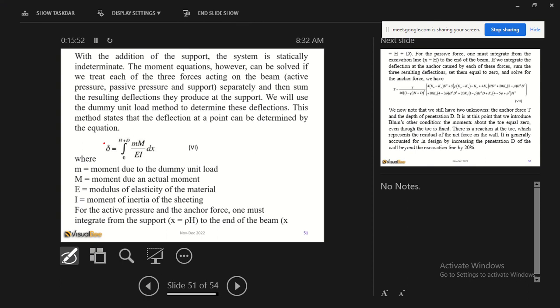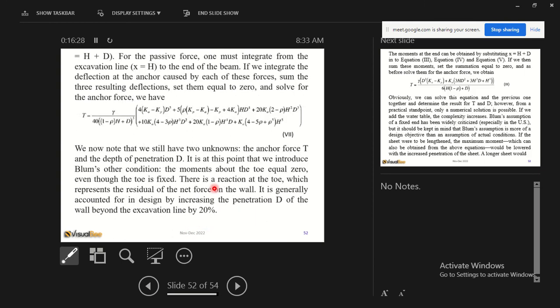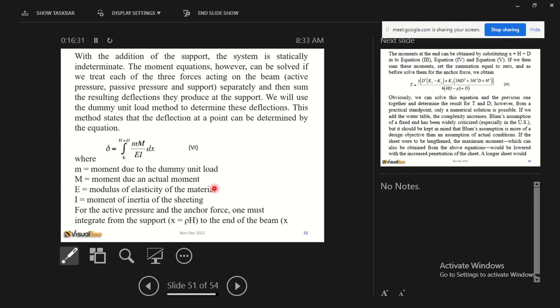This is the method, in fact. This is the moment due to the dummy or unit load, and this is the moment due to the actual load. E is the modulus of elasticity of the material. I is the moment of inertia of the sheeting or sheet pile wall. For active pressures and the anchor force, one must integrate from the support at x equals H to the end of the beam, x equals H plus D. We are just explaining what you must do here.